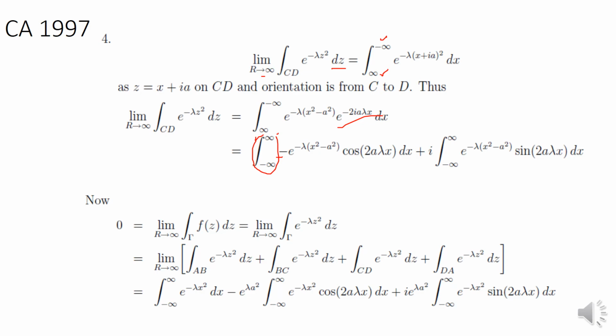This we can write. Now the whole integration is equal to 0 when it is over the contour tau, and when limit r tends to infinity, integral over tau of e to the power minus lambda z square dz, which we have divided into 4 parts. Of these 4 parts, 2 parts are 0, which are BC and DA. So the remaining are the first and third parts, and the first part is this much and the third part is this much.